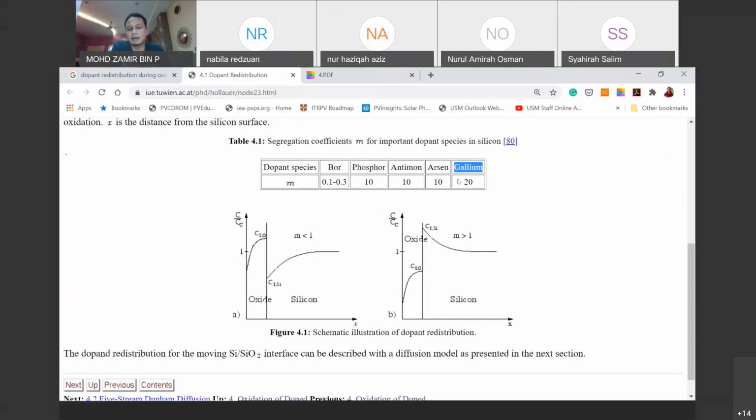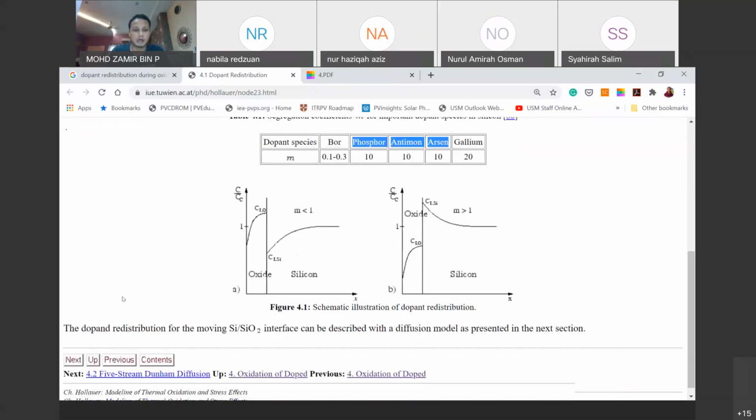Gallium tends to pile up at the silicon interface, so you're going to have M of more than 1. So in this case, it's 20. On the other hand, boron tends to be depleted out of silicon, so you're going to have M of less than 1. So it's about 0.1 to 0.3. So N-type dopants like phosphorus, arsenic, antimony exhibit the same behavior. So M is about 10. So figure 4.1 down here is similar to what I've shown you just now in the slides.